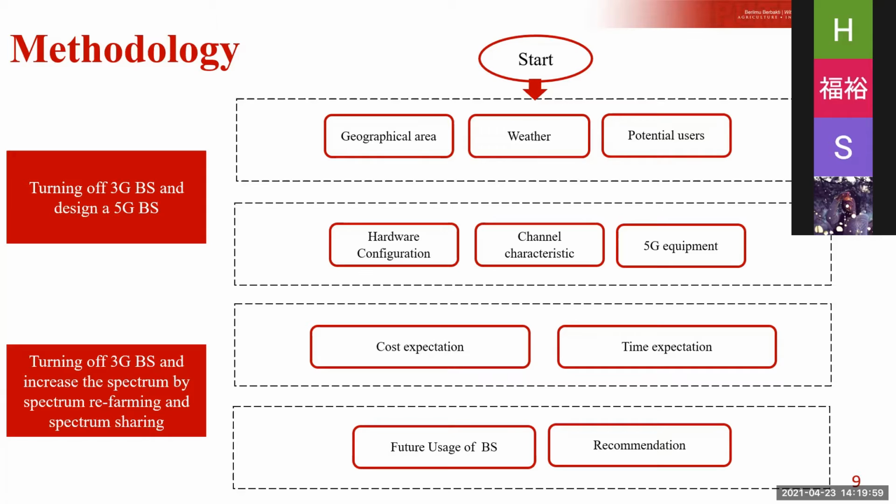I'm going to speak about the methodology of our network strategy for this project. First of all, we have two plans and we will compare between them. We chose an area in Malaysia which has enough data on the number of users and its geographical area, which is UPM University. First, we assume that all the base stations in the university will be removed and 5G base stations designed there, and we will see how much it will cost, how much time it will need, and what we need to do. Or instead of doing that, we will just increase the spectrum by spectrum refarming or spectrum sharing.